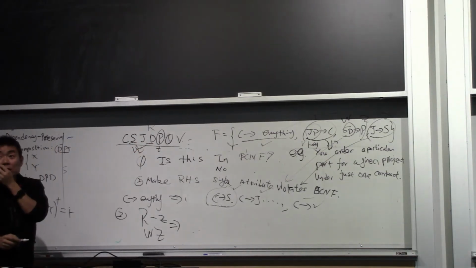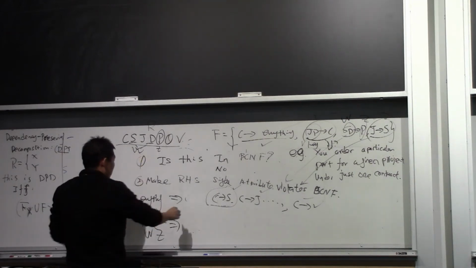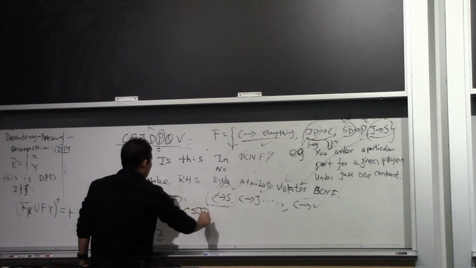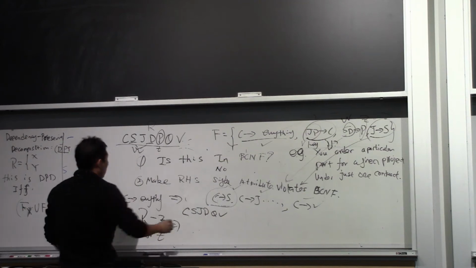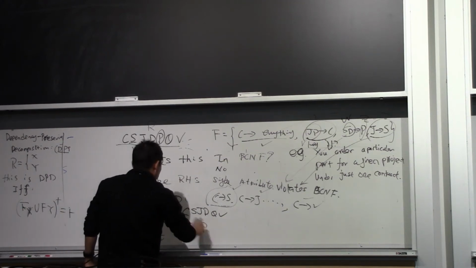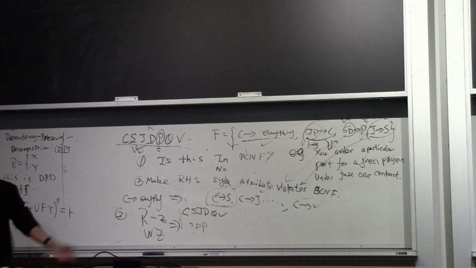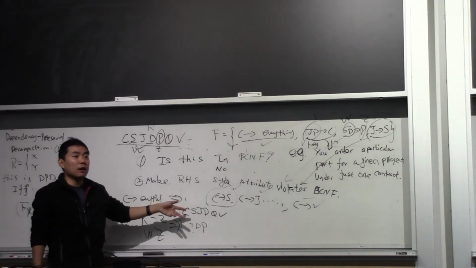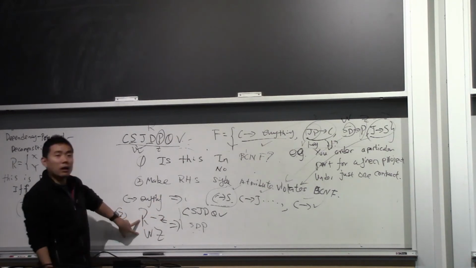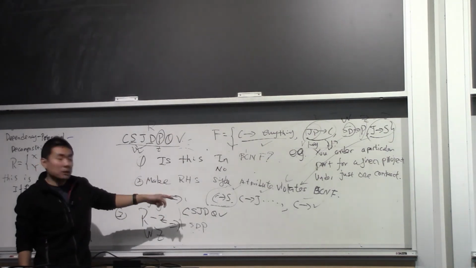You follow this? R minus Z gives you C, S, J, D, Q, V. WZ is SDP. You get this, and this decomposition is guaranteed to be lossless. Why? Because we are applying this useful lemma. If you don't believe me, you can check.